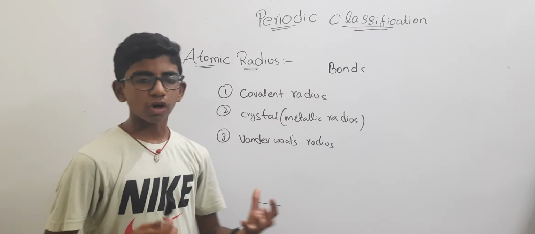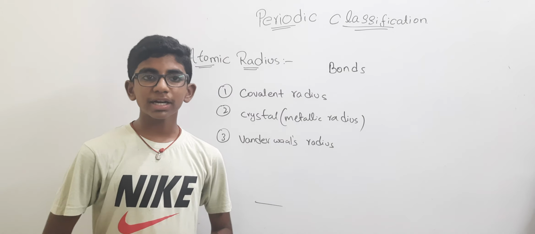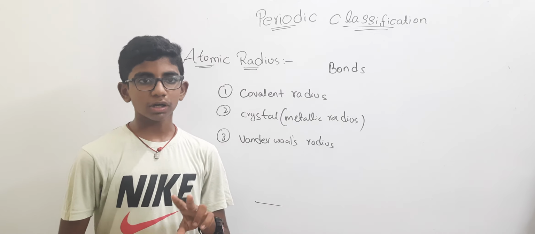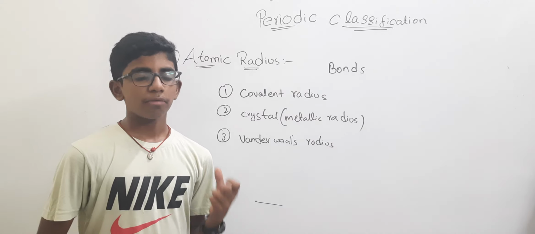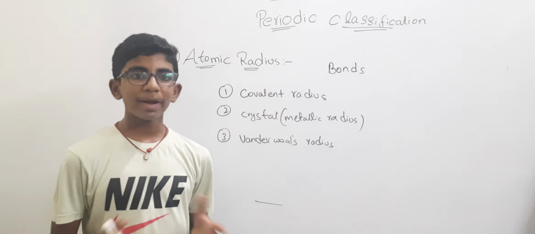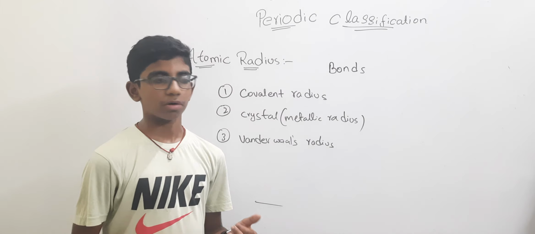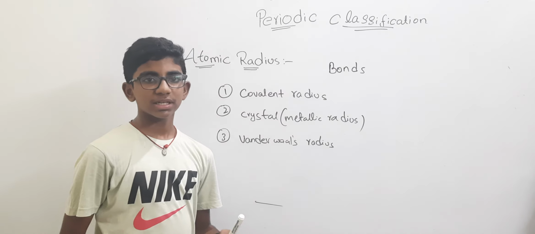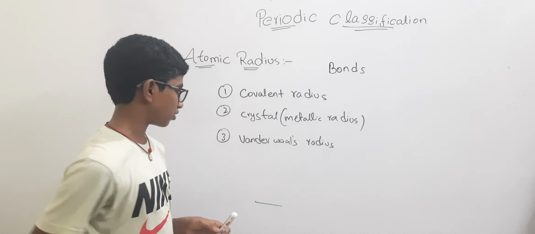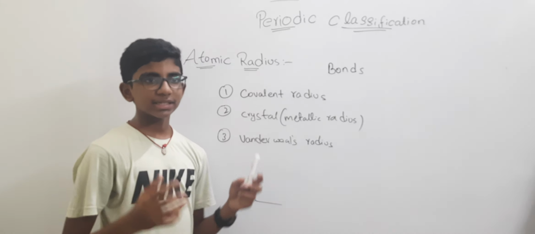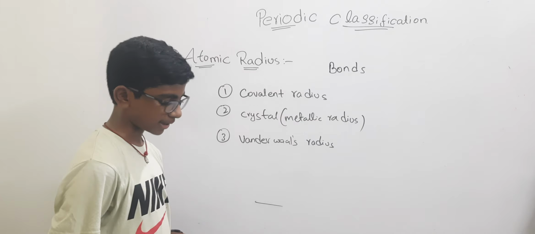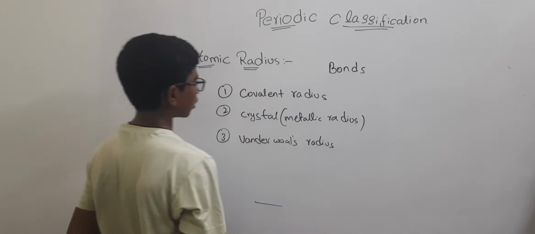First, covalent radius. What is meant by covalent radius? The covalent radius is the radius of a molecule formed when two atoms combine and form a covalent bond. What are the two atoms? One non-metal and another non-metal combine and form covalent bonds. Crystal radius relates to the bonds between metals, known as metallic bonds, and the van der Waals radius relates to weak attraction forces. First, we discuss covalent radius.